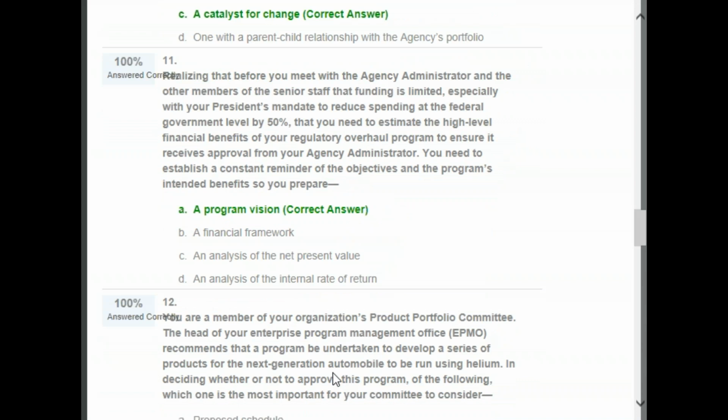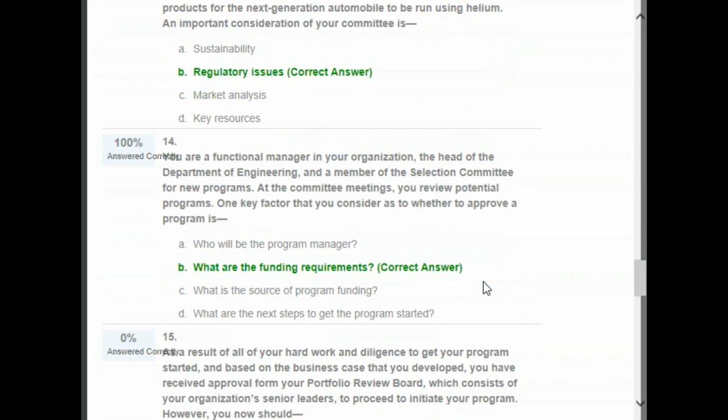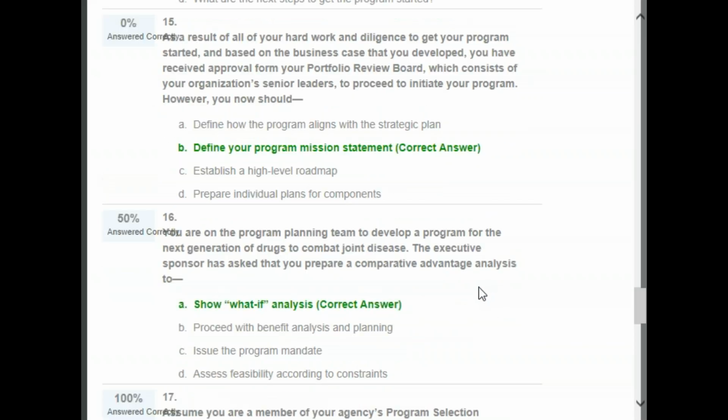11th question, both of you are right. A was the right answer, program vision. Question number 12, both of you are right. Question number 13, both of you are right. 14, both are right. 15.